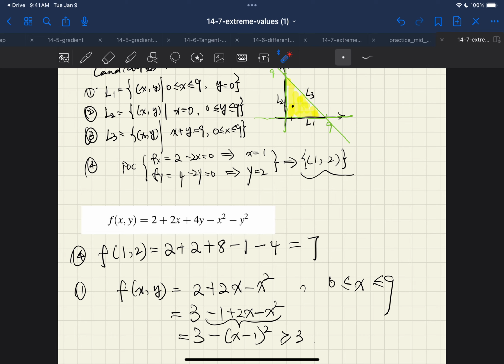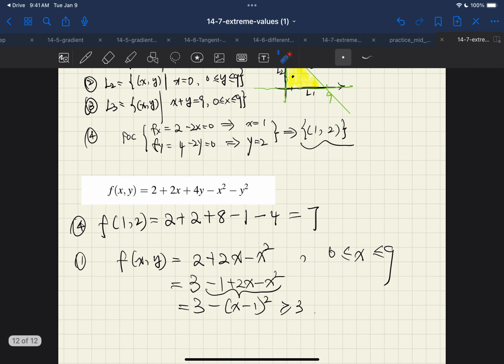So we are going to look at f(1, 0), which gives me 3, right? Let me mark this. 7 is one thing and 3 is one thing.